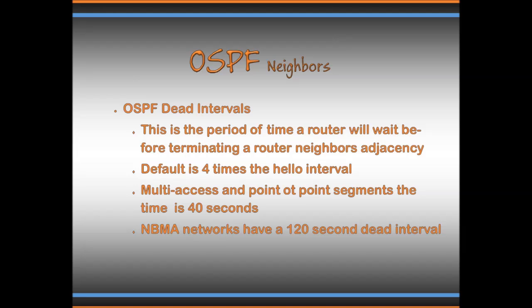OSPF also uses dead intervals. This is a period of time a router waits before terminating a router's neighbor adjacency. This is caused by failures in the network, whether physical, software, or hardware based. The default is 4 times the hello interval. On multi-access and point-to-point segments, the time is 40 seconds, and on NBMA networks there is a 120-second dead time interval. After this dead time has surpassed, the router will drop that adjacency and then send out a new broadcast to tell other routers in the network that this is no longer a valid path.